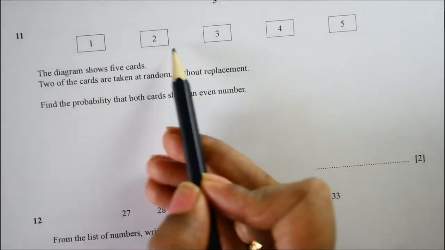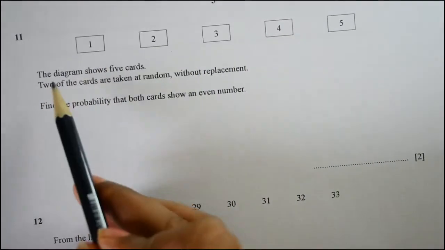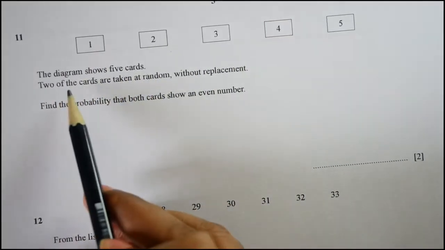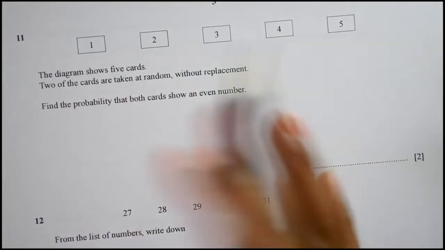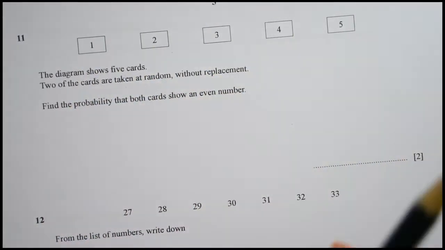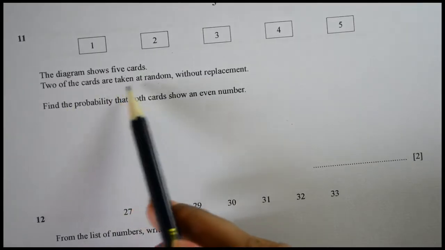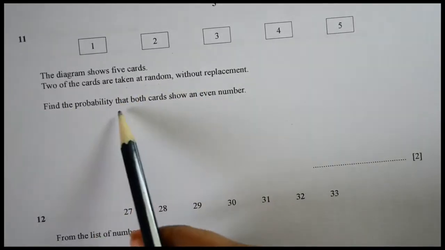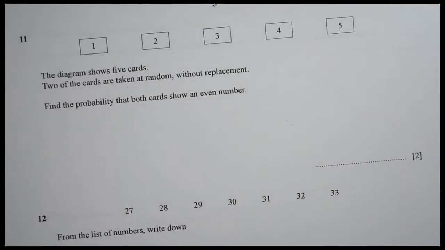See, 1, 2, 3, 4, 5. The diagram shows 5 cards. 2 of the cards are taken at random. From these 5 cards, I'm going to take 2 cards. So 2 of the cards are taken without replacement. Find the probability that both cards show an even number.